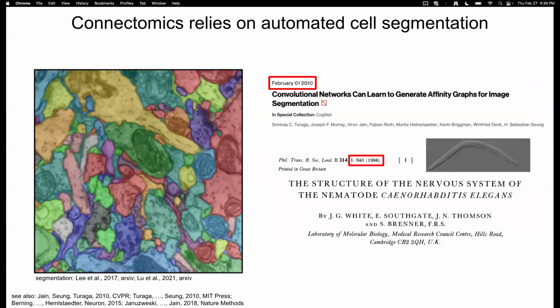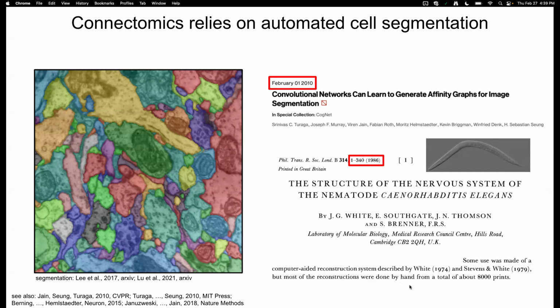And we can even go back to the C. elegans connectome. That was in the 80s. Actually, Sidney Brenner, he hired John White because he was a computational scientist. And in this paper, there's a quote that says, "Some use was made of a computer-aided reconstruction system described by White, that was his PhD thesis, and Stevens and White, but most of the reconstructions were done by hand from a total of about 8,000 brains." So they realized that we needed computation approaches, but the computers were not powerful enough back then. And that is part of the reason why the field kind of fell into a freeze between the C. elegans connectome and now the new connectomes that are coming out, because the computation power to actually reconstruct those data sets was not available.